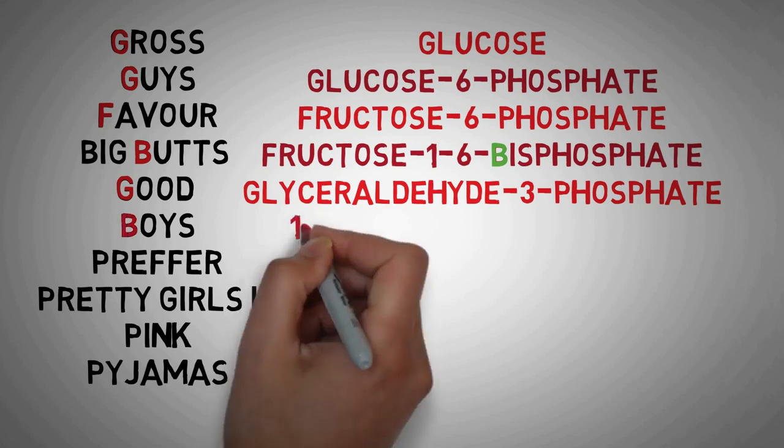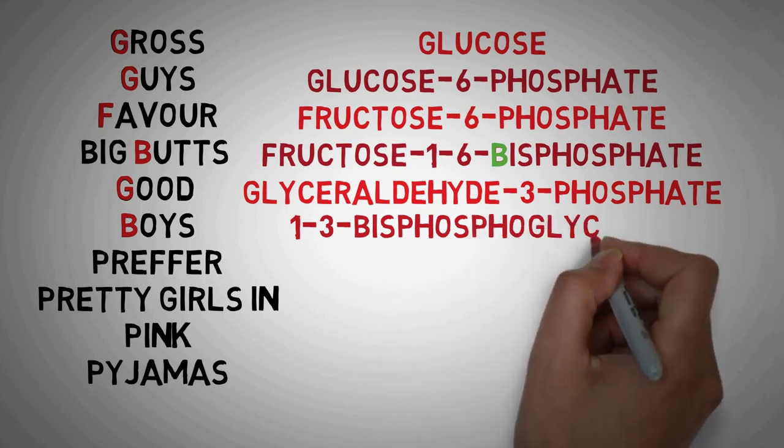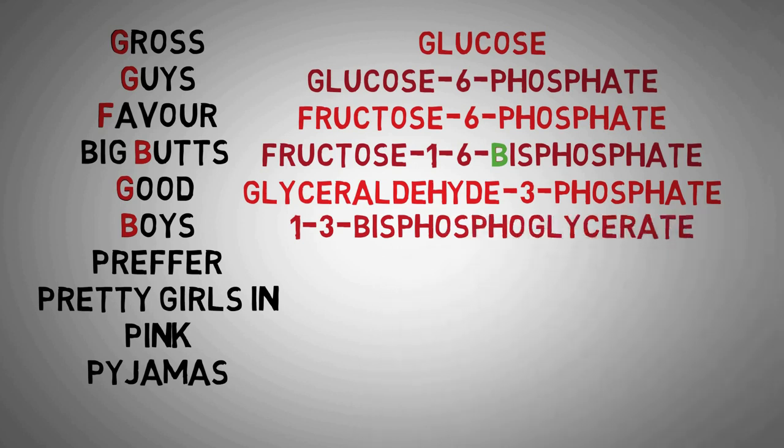The next word is boys, which stands for bisphosphoglycerate, more particularly 1,3-bisphosphoglycerate. So the last line in the mnemonic was good boys prefer pretty girls in pink pajamas. And here you can see the next few molecules that come in the pathway of glycolysis.